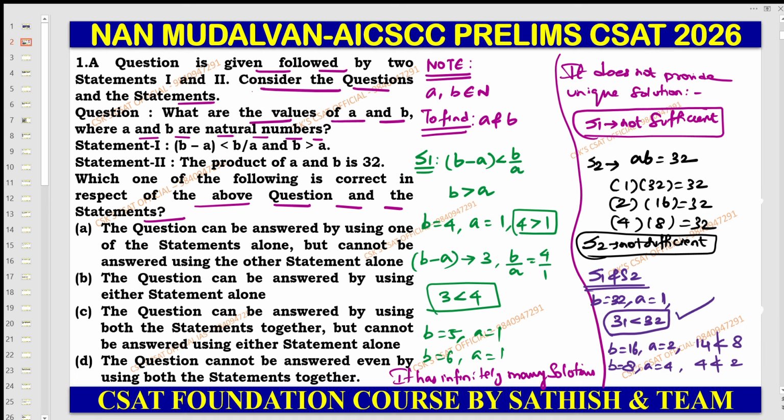pair satisfies here. In such a situation, by combining S1 and S2, A is equal to 1 and B is equal to 32, that alone satisfies this. By combining these two statements, we can answer this question. So therefore C is the correct one: the question can be answered by using both the statements together, but can't be answered using either statement alone. Everyone able to understand this one?